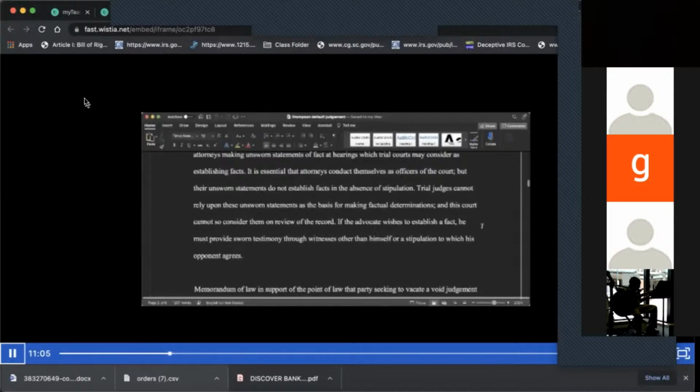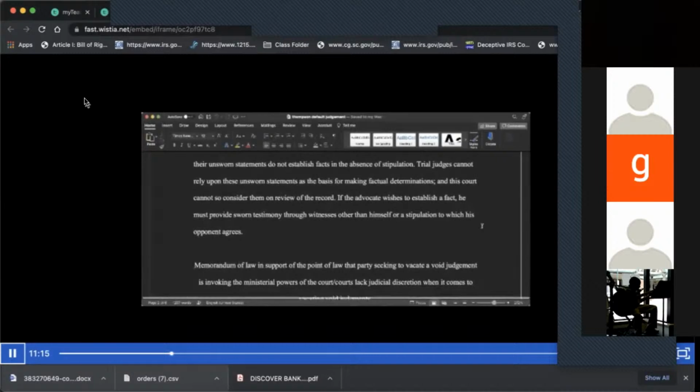This is what I read on YouTube. Trial judges cannot rely upon these unsworn statements as the basis for making factual determinations, and this court cannot so consider them on review of the record. If the advocate wishes to establish a fact, he must provide sworn testimony through witnesses other than himself or a stipulation to which his opponent agrees.